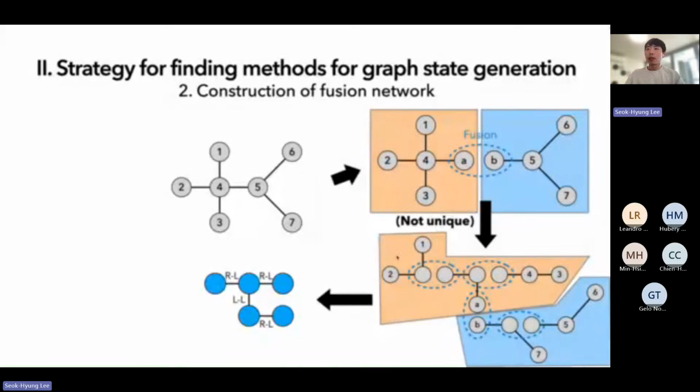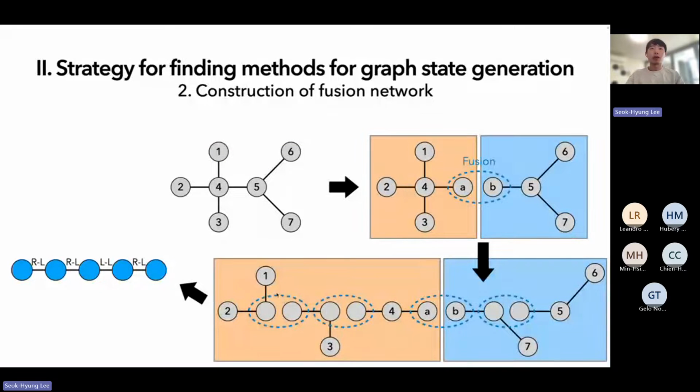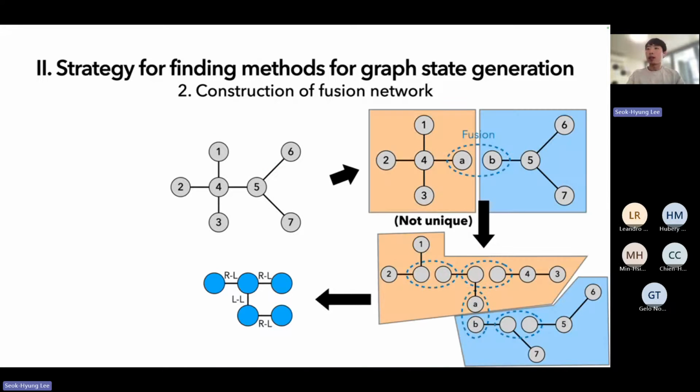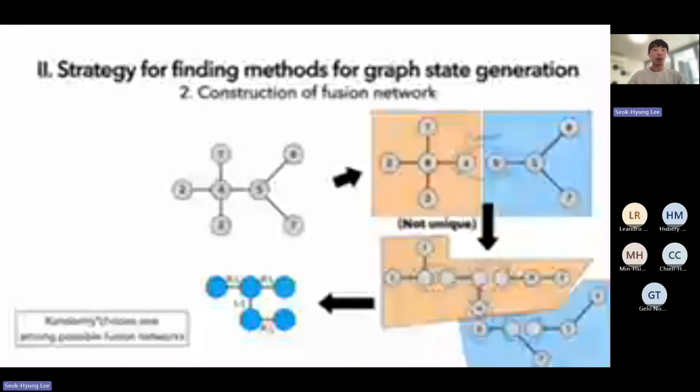In this example, we assigned like this: 1, 2, 3, A. But in the previous example, we assigned in a different order. So we have a degree of freedom of choosing these leaf qubits after the decomposition, and it gives different fusion networks in the final stage. But actually we don't have a clear strategy to select between multiple fusion networks, so we just use a randomization technique. In each trial, we compute the resource overhead for a randomly chosen fusion network, and we repeat this multiple times and select the best one. It would be very useful if you can find some optimization technique for this, but for now, we don't have it.